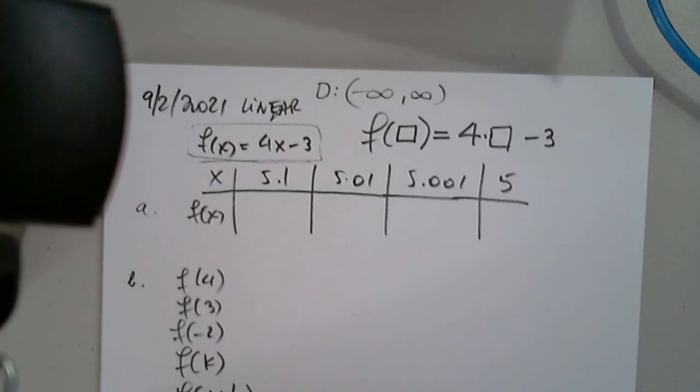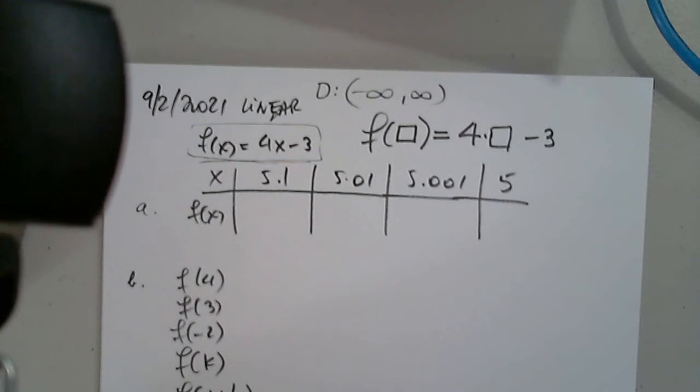So what we're going to do, I'm going to share my screen. Grab your calculators if you have a calculator available. And here is what we're going to do. In y equals, right here at the top, clear anything else that you have in there, and enter this function as 4x minus 3.